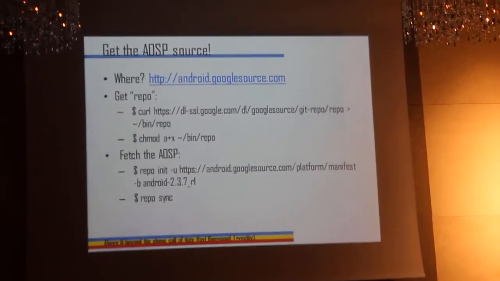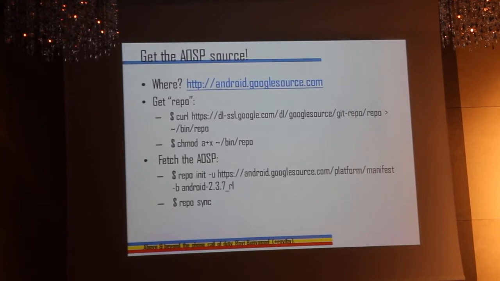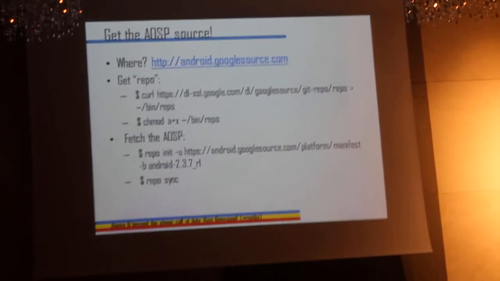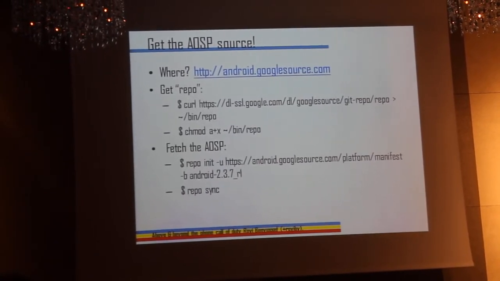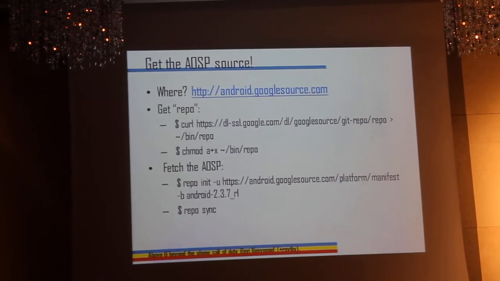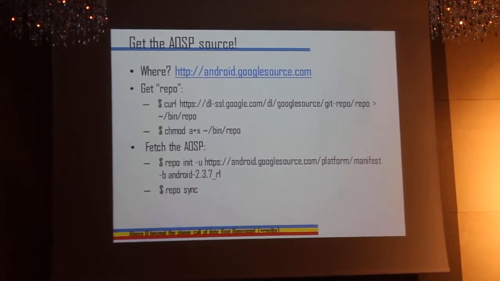Now, to get the AOSP source, go to this link. Now, I see people taking a picture. I'm leaving the presentation here. If the good people at DevFest want to upload it for free, go ahead. I don't really think you need to take the pictures. But this link, get the repo with curl, and then chmod, fetch it with repo init, and then sync. I'm not reading the whole thing, that's insane.